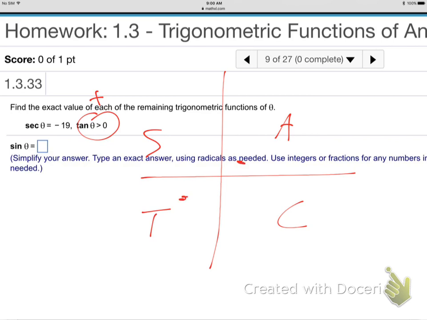Because all the trig functions are positive in quadrant 1, and tangent and its upside down, cotan, are positive in quadrant 3. The other 4 are negative, right? So it's 1 or 3 right away because they say tangent's positive. Now, could it be all? Could it be all positive? No, because secant's negative. So they're not all positive. So it's not quadrant 1. So it's clearly quadrant 3. You with me? So we know we're in quadrant 3.